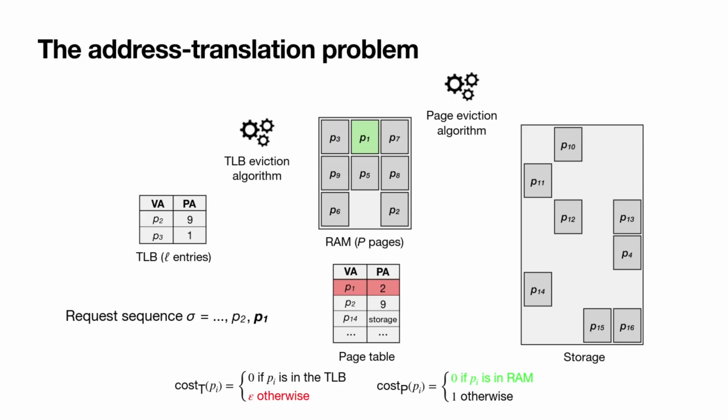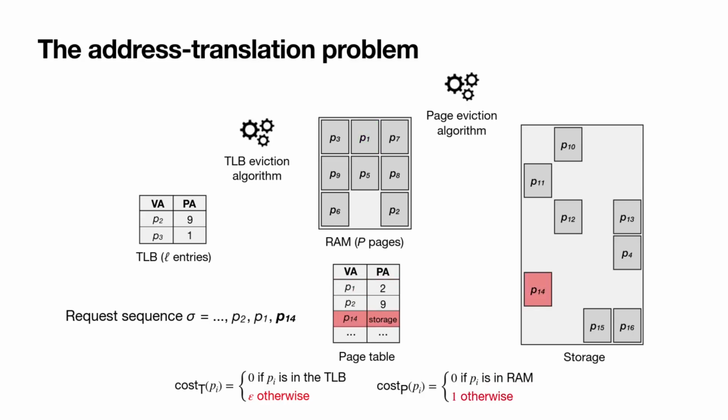The TLB at this point can choose whether or not to incorporate this mapping, because at this point the translation is already resolved, so we know what the physical address is. And this is in contrast with RAM, which always needs to read the page. So in this case, the TLB will choose to ignore this mapping and move on.